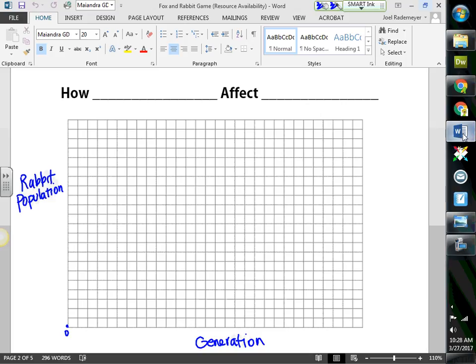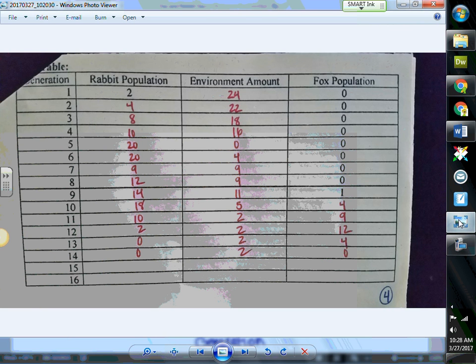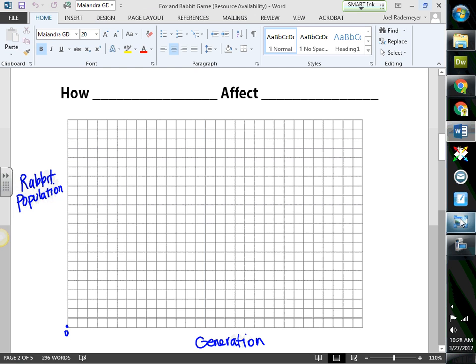And we're going to start by labeling the different generations. Look at your data. Some classes had more generations than others. Let's take a look at this one here. It looks like this class had 14 generations down here at the bottom. So let's start numbering off. We're going to put these numbers on the line: 1, 2, 3, 4, 5, 6, 7, 8, 9, 10, 11, 12, 13, and 14 generations.